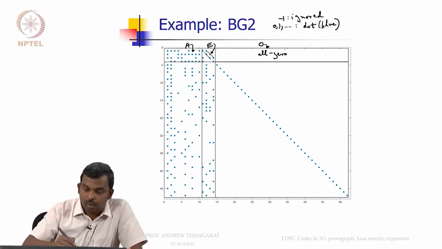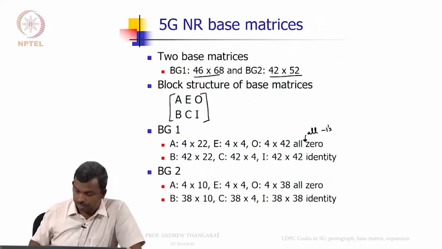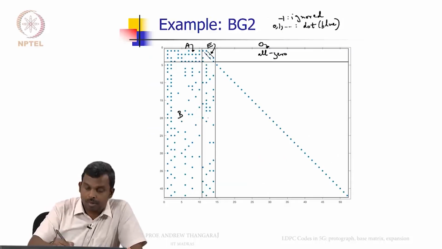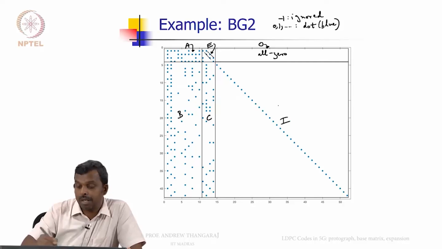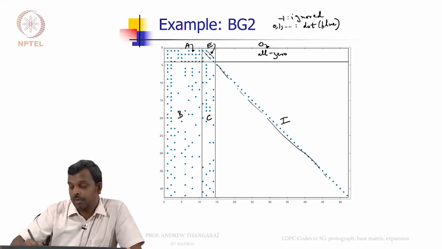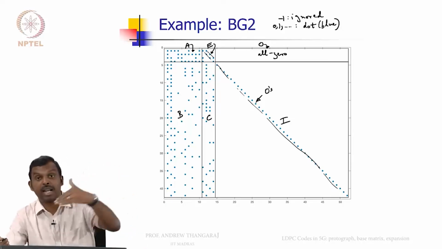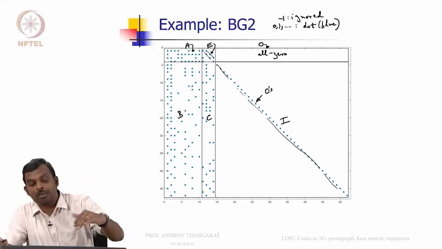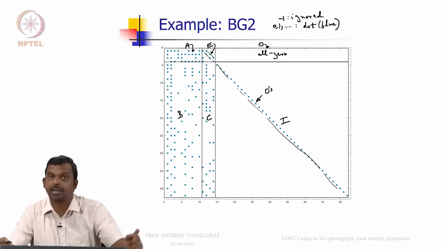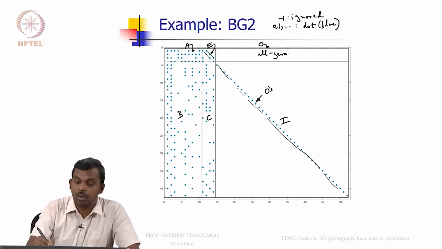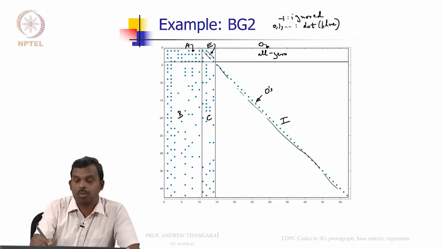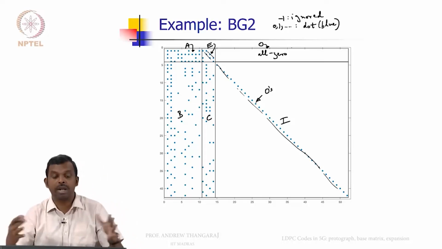Then you have the B part, which is this big part, and C, which is this long rectangular small part, and this is the identity part. You can see this is just diagonal, and in fact all these entries are zeros, as in they are replaced by an identity. So overall, even after expansion, this will be identity. This will be all 0 after expansion. The top O part will be all 0. So this is how the matrix will blow up.